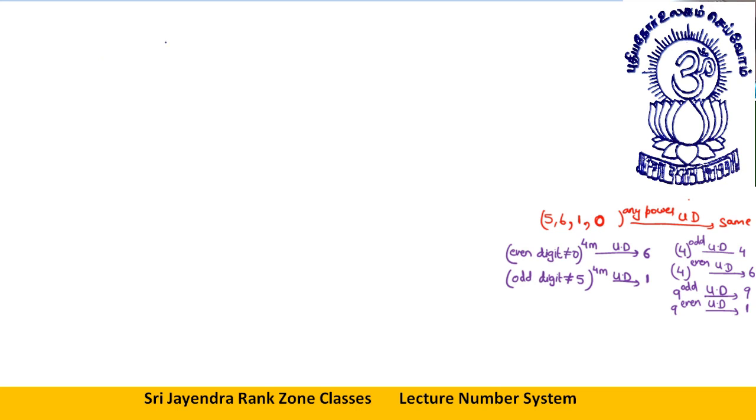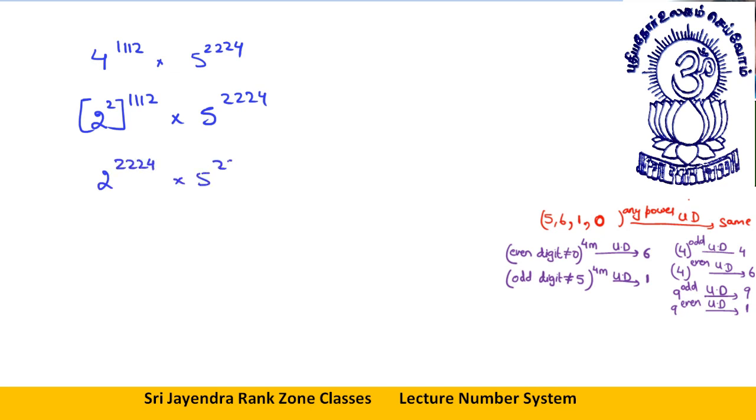Find the total number of digits in the given expression. The expression given to us is 4 raised to power 112 into 5 raised to the power 224. First of all, this 4 raised to power 112 will be written as 2 squared raised to 112, into 5 raised to the power 224. This can further be written as 2 raised to power 224 into 5 raised to power 224. So this becomes 2 into 5 raised to the power 224, or I can say 10 raised to the power 224.